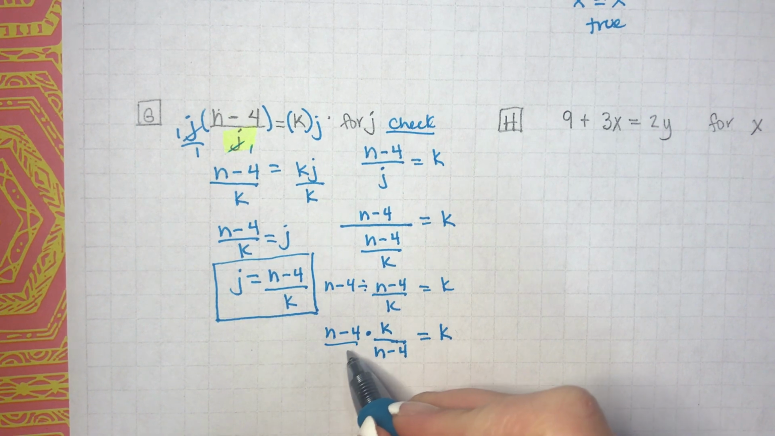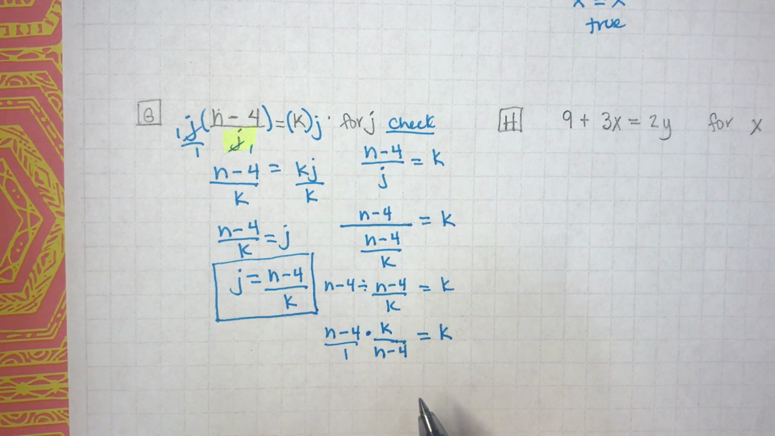I'm going to make this into a fraction by just putting it over 1. And what we do is we look to cross cancel first. Well, we can't do anything with the 1 and the K. Anytime there's a 1, you can't simplify 1 any further. But what about the N minus 4 and the N minus 4? Yeah, those are completely the same. They share a common factor of N minus 4.